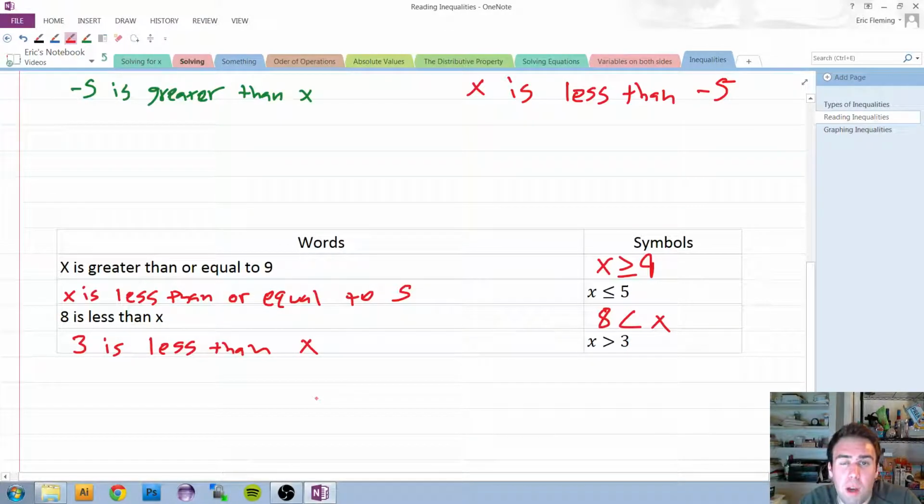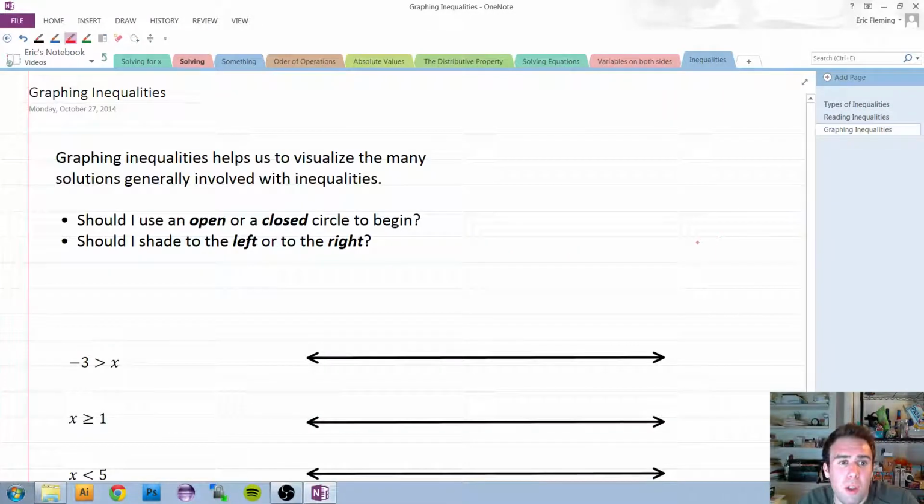That's the basics behind reading inequalities. Pick a side to read from, either the left or the right, and figure out if it's opening up to you or showing you its back. If it's opening up, that's greater than. If it's showing you its back, it's less than. If there's that little bar underneath, don't forget to add that or equals to. It's now about time to move on to graphing.